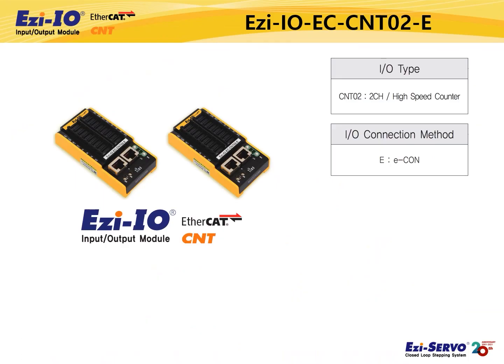First of all, I will explain the combination model name of Ezi-IO EtherCAT CNT. In the example model name, I/O means input and output module, and EC means the product using the EtherCAT network. CNT02 means that the product supports 2 high-speed counter channels, and E means that E-con connector is applied. Now let's check the features of Ezi-IO EtherCAT CNT products.